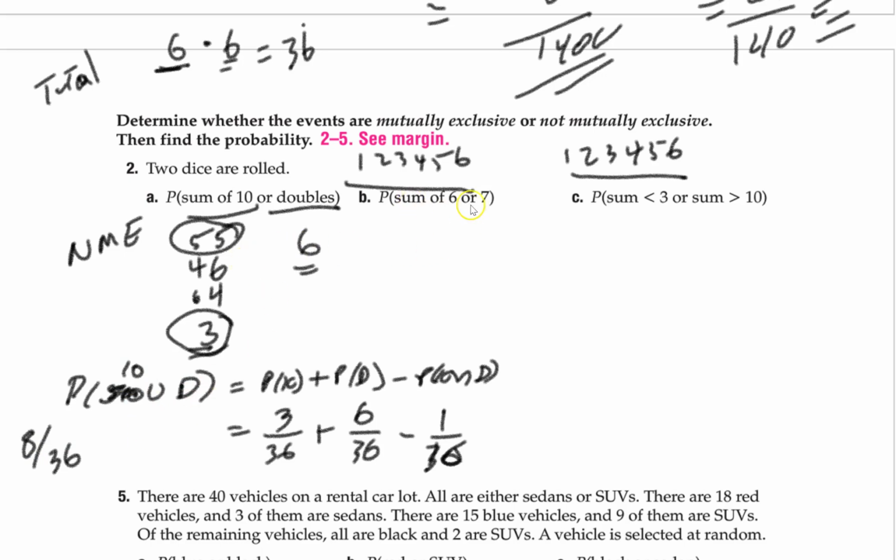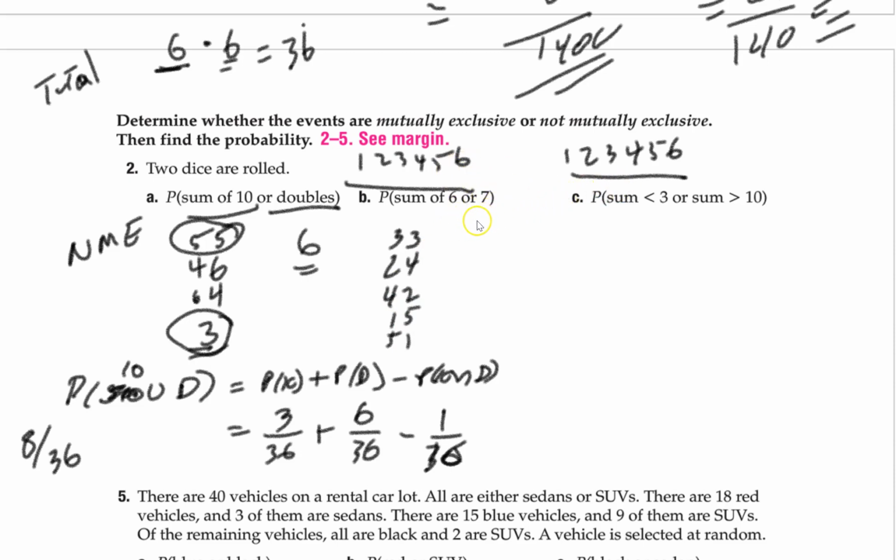So let's look at this one. Sum of 6 or 7. How do we get a sum of 6? Well, 3, 3. 2, 4. I can also get 4, 2. 1, 5. And 5, 1. I don't think I missed anything. I think that's the only ways.